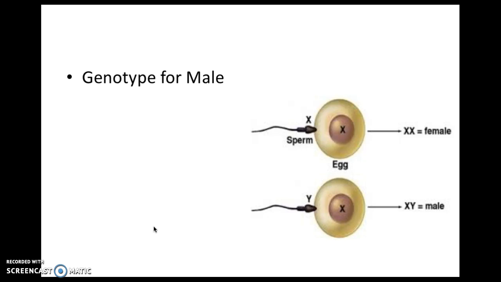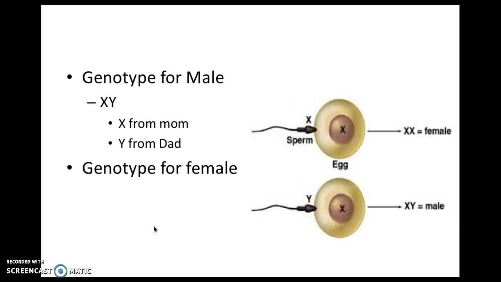Remember that the genotype for male is XY. You got your X from mom, and therefore you got your Y from dad. For female, you're going to be XX, meaning you got an X from mom and an X from dad.